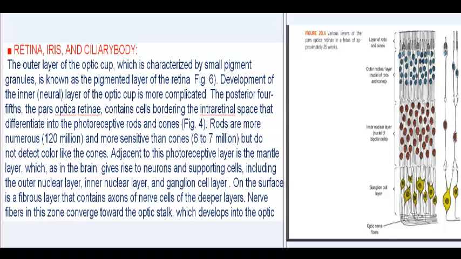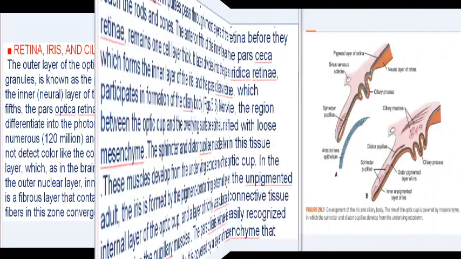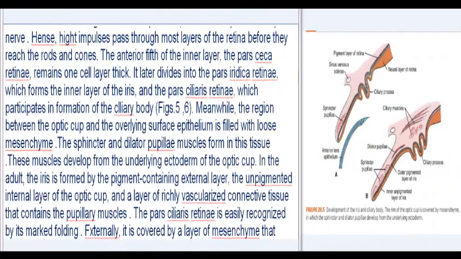Adjacent to this photoreceptive layer is the mantle layer, which, as in the brain, gives rise to neurons and supporting cells, including the outer nuclear layer, inner nuclear layer, and ganglion cell layer. On the surface is a fibrous layer that contains axons of nerve cells of the deeper layers. Nerve fibers in this zone converge toward the optic stalk, which develops into the optic nerve. Hence, light impulses pass through most layers of the retina before they reach the rods and cones.